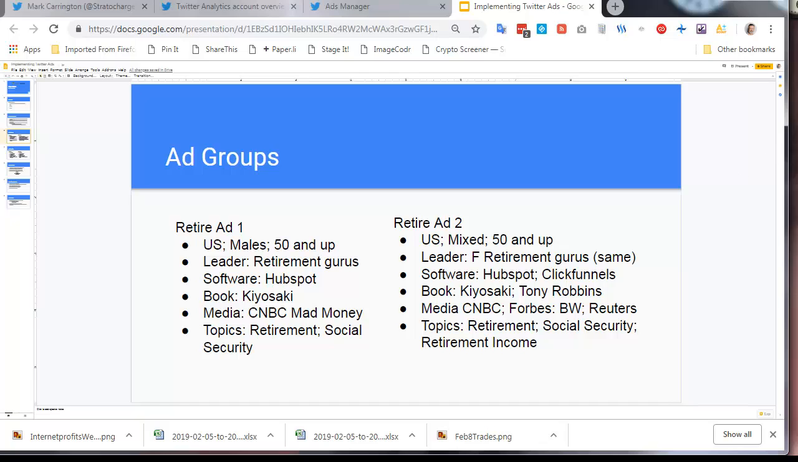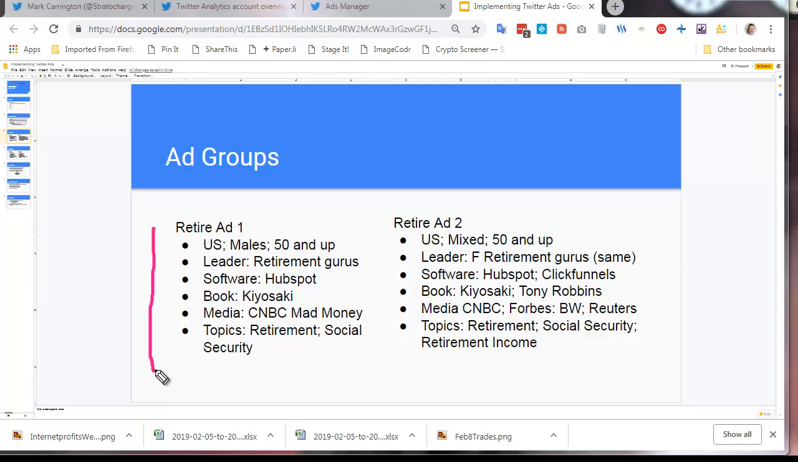So on the left here, my target is US. Now Joe Fretful is 55 years and older. Twitter only allows 50 and older, so I'm targeting people older than 50. For the leader, I identified 4 or 5 people who are involved in the retirement planning industry who had upwards of 50,000 followers each. For software, I chose to use HubSpot and HubSpot Academy because they have a fairly large following of people and have strong influence in people who are interested in doing their own internet business.